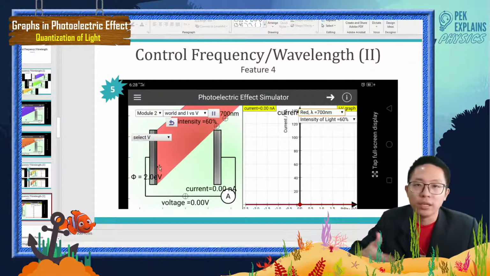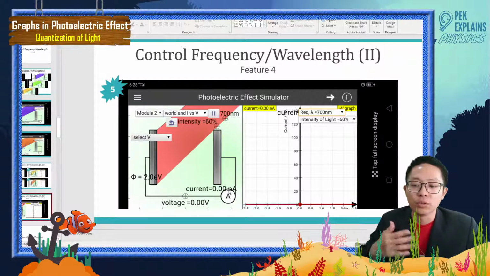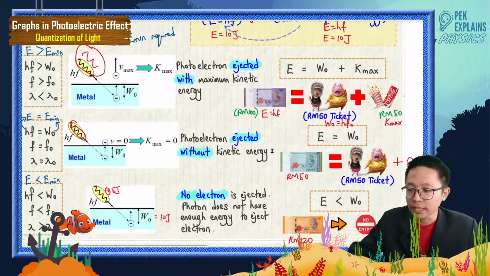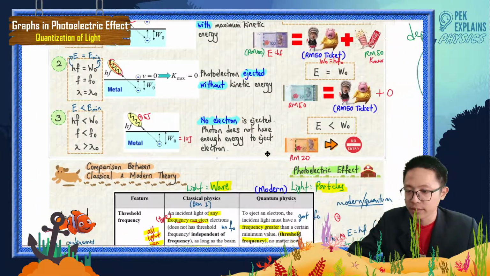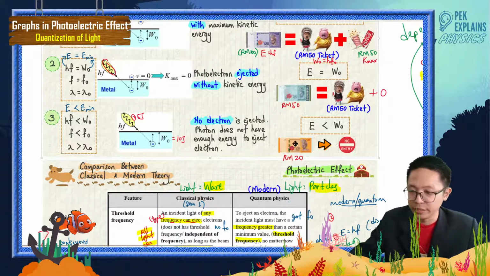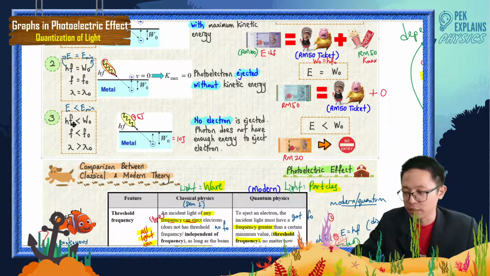That's why no electron can be ejected out. So that's why no current at all, zero, is detected. Because this photon, this light, has not enough energy to eject the electron. It's just like you have 20 ringgit, not enough to pay for the ticket to enjoy the show, no entry. The energy of the photon is less than the work function, less than the minimum energy required.